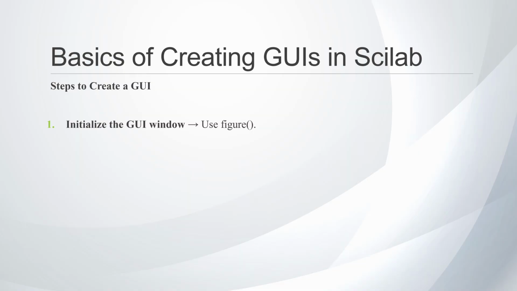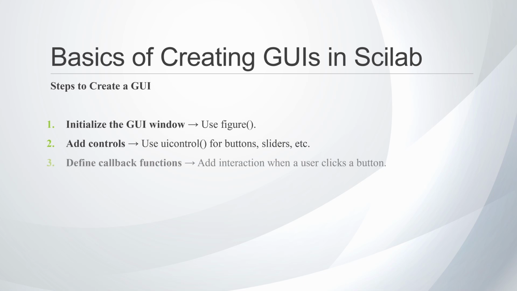Creating a GUI in Scilab is easy and follows three simple steps. First, we initialize the GUI window using the figure function. Next, we add controls like buttons or sliders using UI control. Finally, we define callback functions which specify what happens when a user interacts with the GUI.